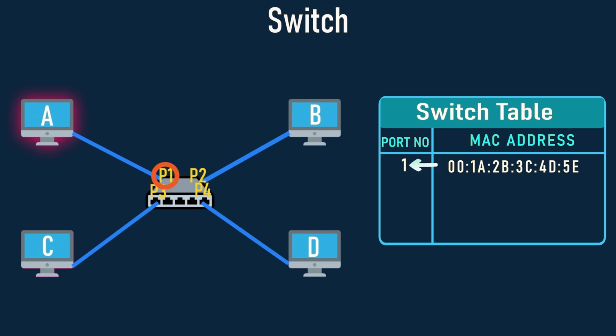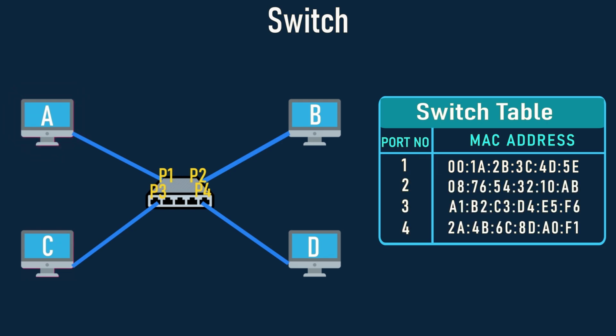The switch does this for every device that connects to it. It stores the MAC address of each device and the port number to which they are connected. And how a switch exactly acquires the MAC addresses will be covered in a separate video. Now let's see how a switch works and forwards data.